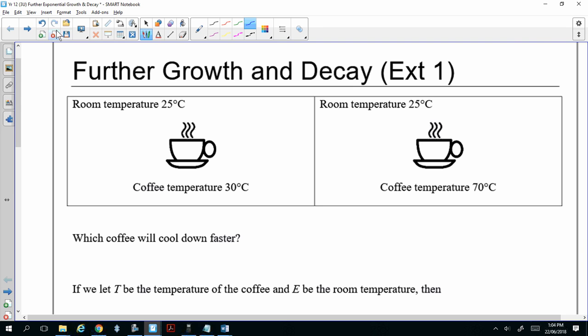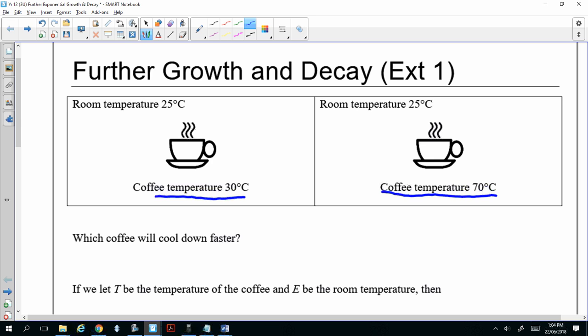We'll start with a simple example. Okay, so we're going to look at the temperature of coffee. We're going to find a formula for the temperature of the coffee. And the way to find a formula is to find how the temperature of the coffee changes over time.